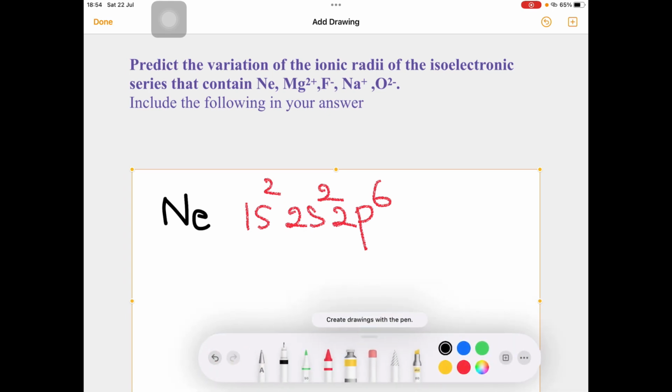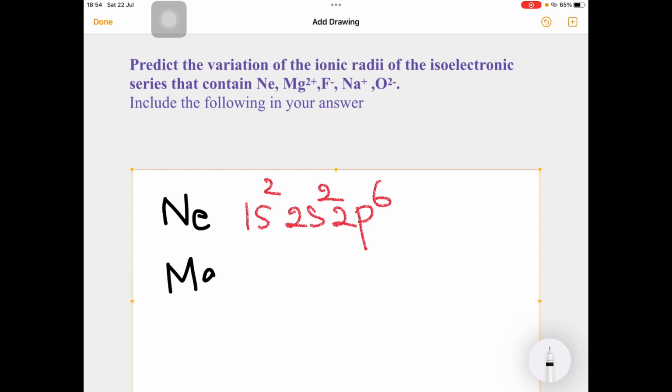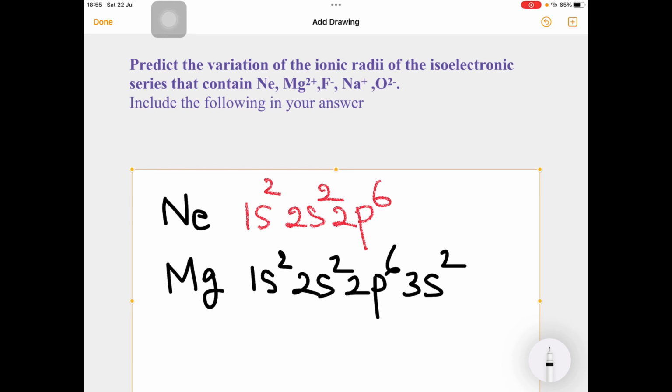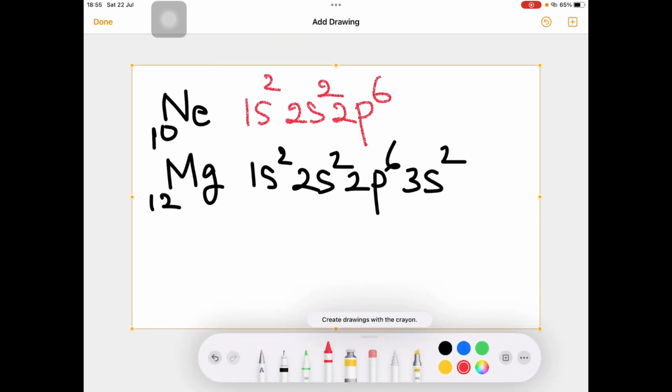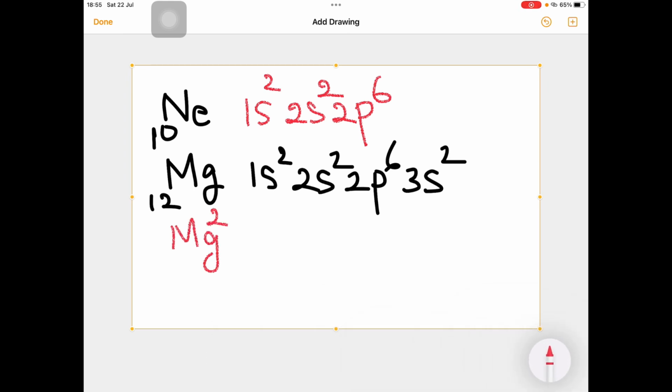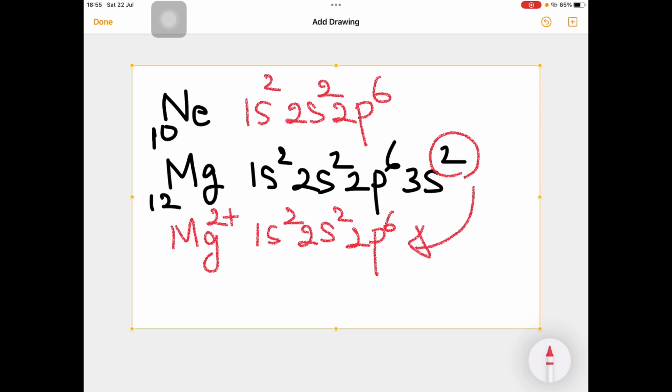Whereas the magnesium atom has the electronic configuration 1s2, 2s2, 2p6, 3s2, because the atomic number is 12. Here the atomic number is 10. But when it comes to magnesium 2+, you get Mg2+, so 2 electrons are missing. So 1s2, 2s2, 2p6. You don't have these 2 electrons any longer when it comes to the magnesium 2+ ion.